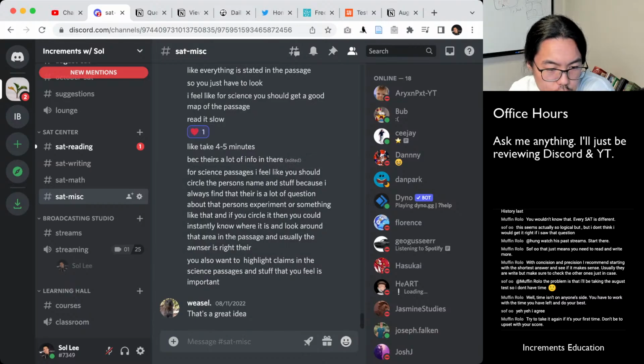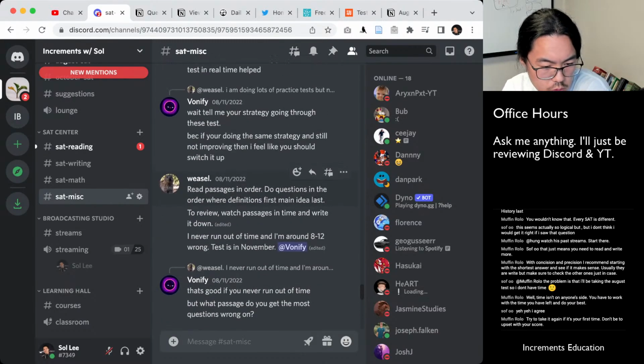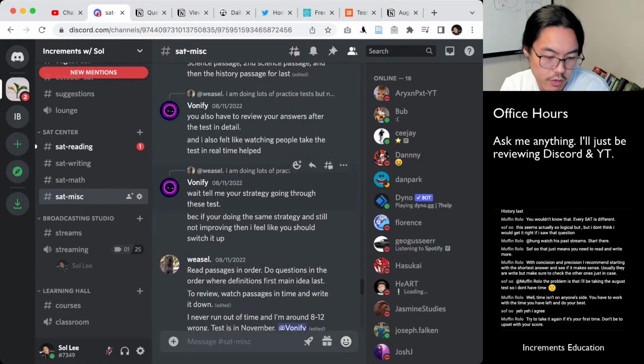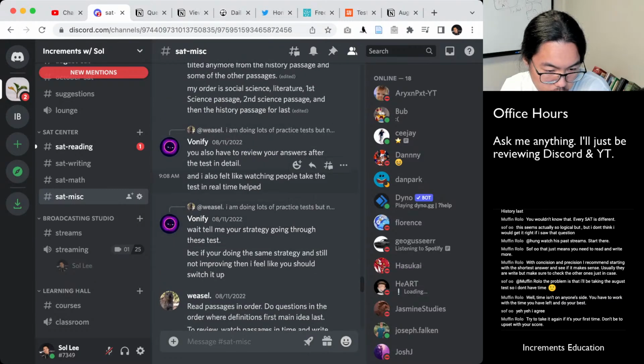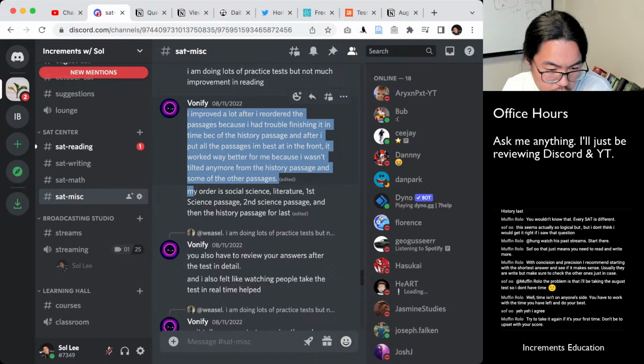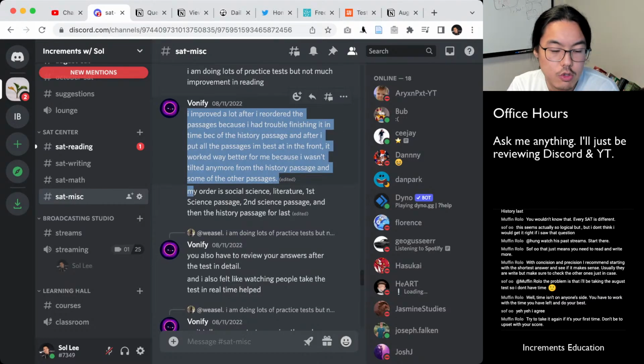This is talking about how to read better, right? So Weasel's asking about this. I see. Read passage in order to review. Oh, this is Vonify asking about this. So one comment about doing the easiest passage first is that one of the biggest benefits is that you don't stress yourself out that much.